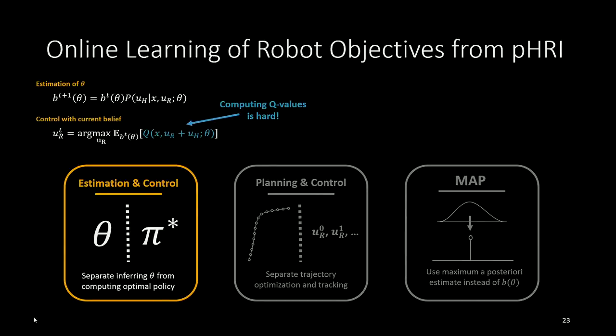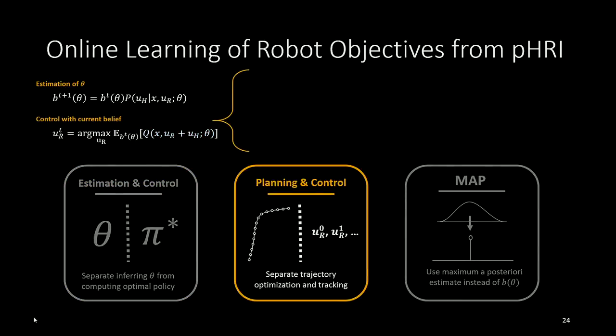So instead, we're going to reason in the plan space instead of directly in the action space, and move into our second approximation. In our second approximation, we're going to separate planning from control and shift reasoning from control space into trajectory space. This means that now we're going to have the robot plan a trajectory by maximizing this cumulative reward and then tracking this trajectory by using an impedance controller.